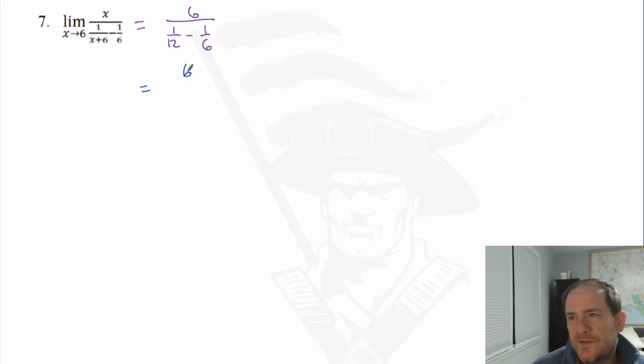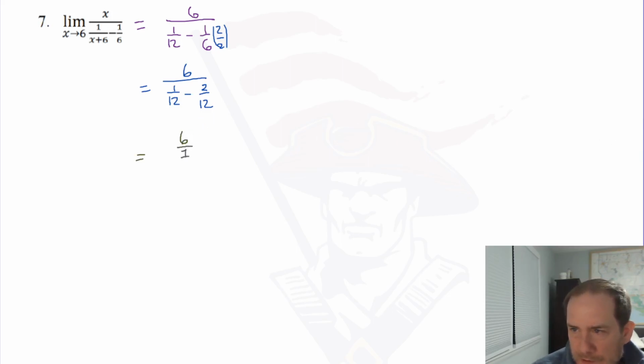So what is this? This is 6 over 1/12 minus, let's see, hit this with a 2 over 2. That's going to give you a 2/12. And there's your common denominator. So this is a 6. Now technically it's 6 over 1. So I may start including that over 1 now because we're getting closer to our final complex fraction form. So this is negative 1/12.